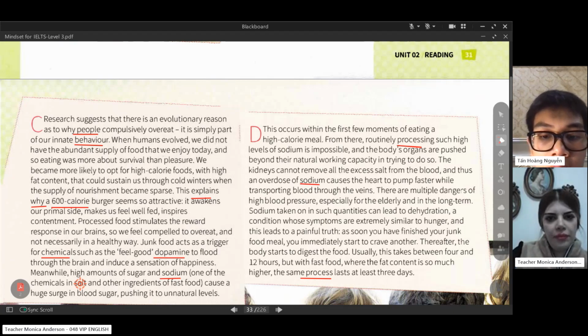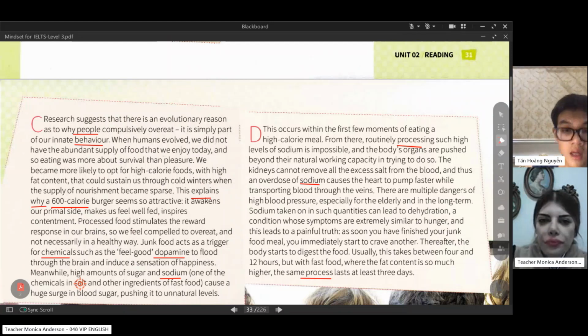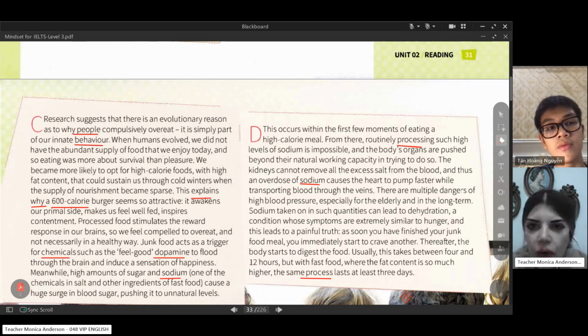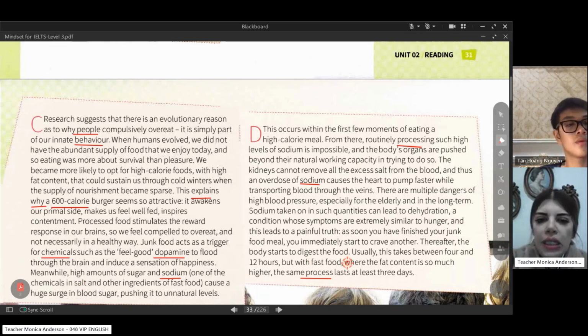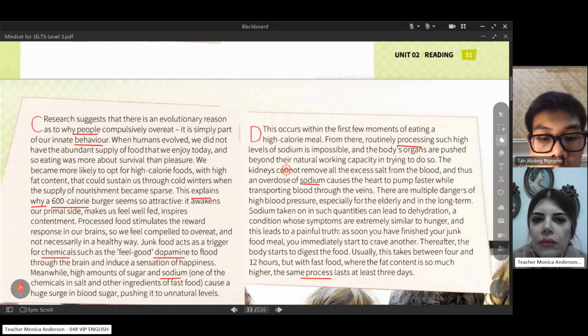The heart. Heart, of course. Hurt, no, we say heart. Hurt is another word. So heart, and veins, of course. And is there any other one? Kidneys. Oh, kidneys. Of course.